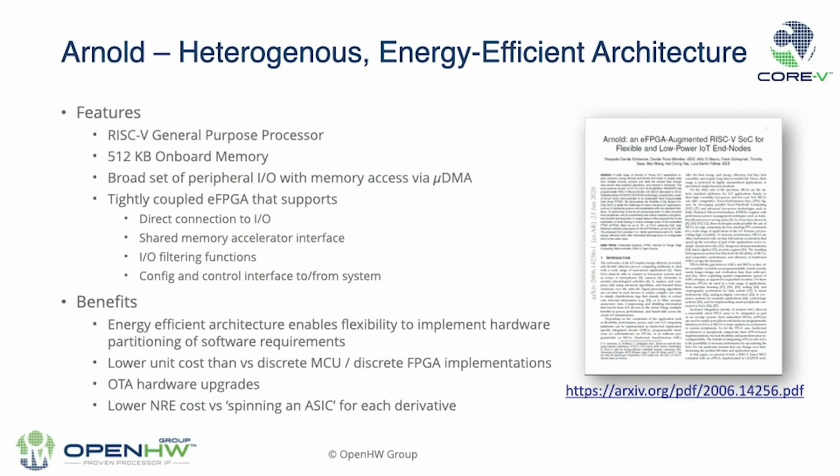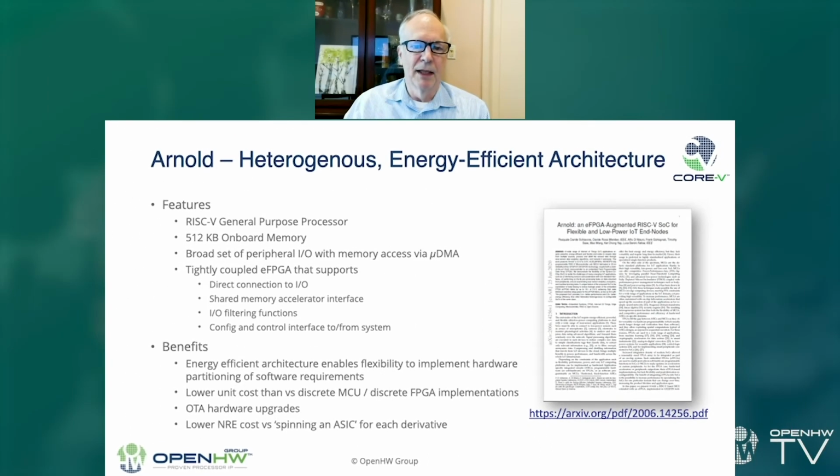Arnold, as described by Davide, is a heterogeneous energy-efficient architecture. It is a RISC-V general-purpose processor. The one we used in Arnold was the predecessor to the one the Open Hardware Group is working on. It has 512 kilobytes of onboard memory, and it has a peripheral set that's compatible with IoT, which is different than what you'd see in an application level processor. The benefits of this are an energy-efficient architecture that gives you flexibility to implement hardware partitioning of software requirements, and lower unit cost than discrete MCU plus discrete FPGA implementations.